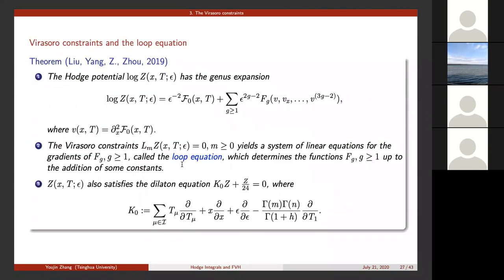And then the next theorem shows that this Hodge potential, this generating function for the special cubic Hodge integrals, has a generic expansion form. It can be written as the summation of this genus g free energy. And this genus g free energy, F_g, can be represented in terms of two special genus zero two-point functions V. And then this Z satisfies the Virasoro constraints. These Virasoro constraints lead to the so-called loop equation, which fixes this F_g up to some linear constants. And also this partition function Z satisfies the so-called Dirichlet equation. So these conditions actually fix this partition function Z uniquely.